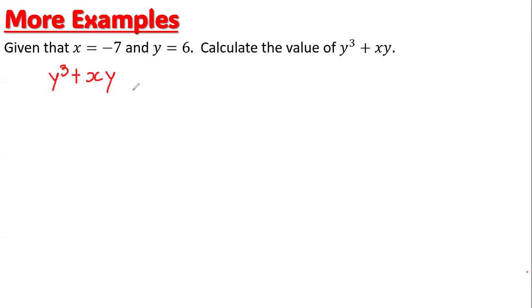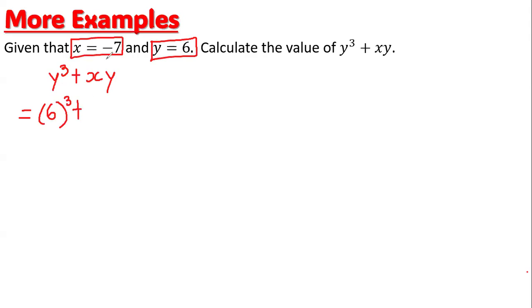We see what y is equal to. Y is 6 and x is equal to -7. And it's gonna be equal to, what is y cubed? Y times y times y. Y is 6, very good. 6 cubed plus what is x?